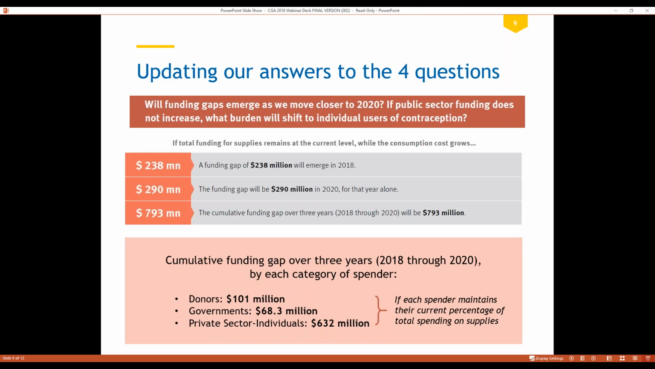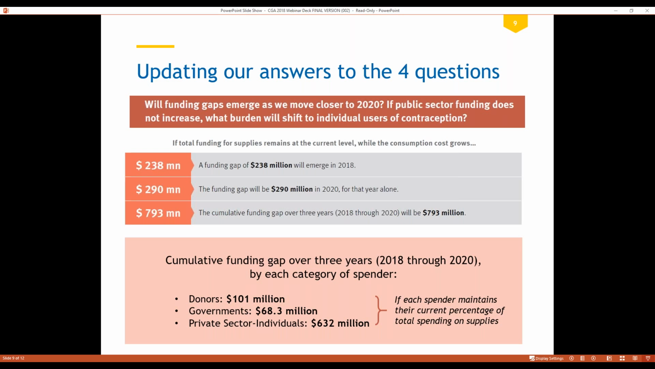So we see that even in 2018, we expect that there's already a gap, that there's already a need for more spending than in previous years. That will emerge to be around $238 million. That will grow to $290 million in the year 2020 alone.